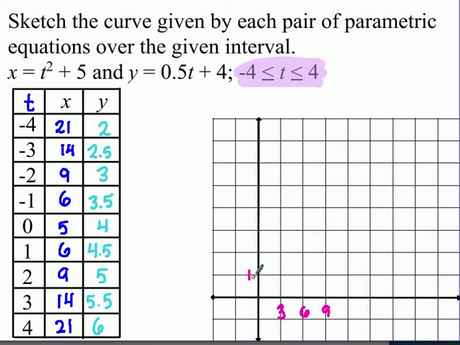Let's go ahead and plot. We have 21 and 2. So 3, 6, 9, 12, 15, 18, 21, and 2. I'm going to put a dot. The next one will be 14, 2.5. 14 is about 2/3 of the way to 15. Next one will be 9, 3. Next, 6 and 3.5. Next, 5 and 4. Then 6 and 4.5.